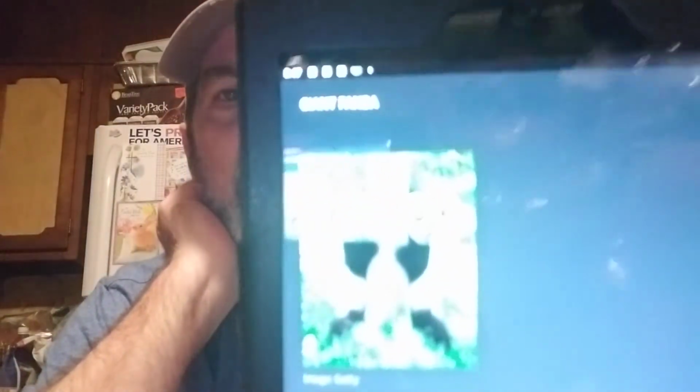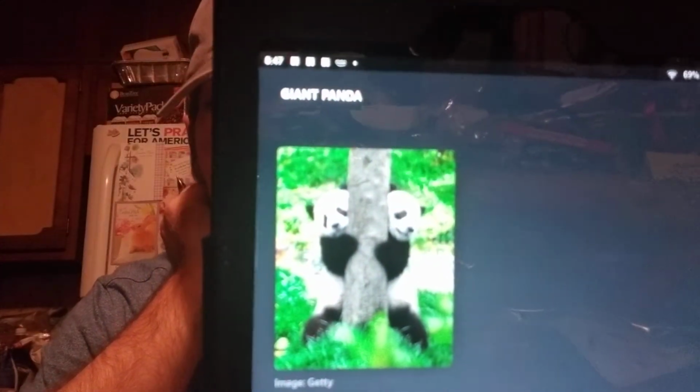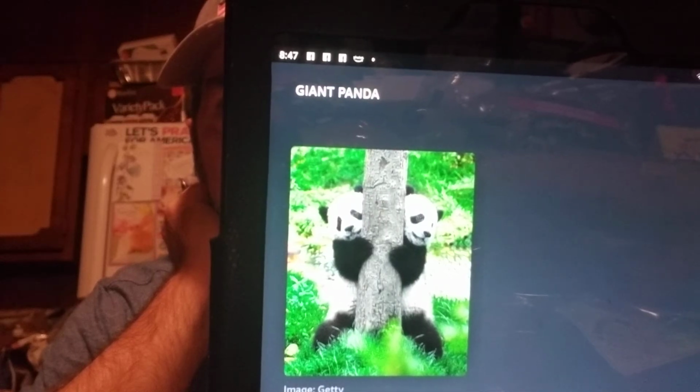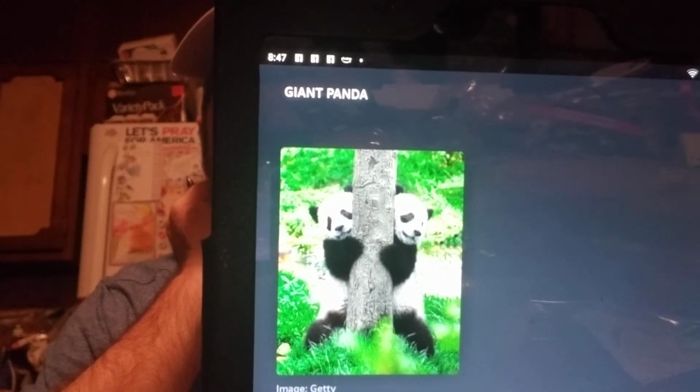Okay. And Alexa, are pandas considered a bear? Yes. The giant panda, also known as the panda bear or simply the panda, is a bear native to south-central China. It is characterized by its bold black and white coat and rotund body. The name giant panda is sometimes used to distinguish it from the red panda, a neighboring mustaloid. All right.